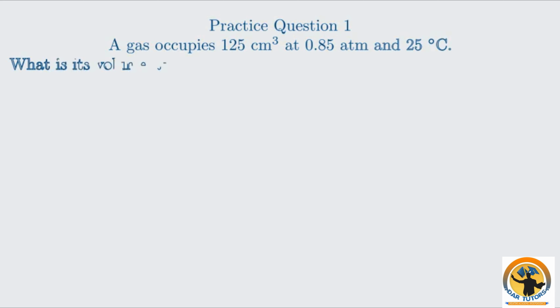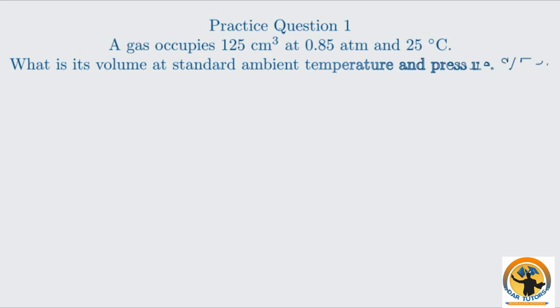Practice question 1. A gas occupies 125 cm3 at 0.85 atm and 25 degrees C. What is its volume at standard ambient temperature and pressure, SATP? Pause the video here and try to solve this on your own. Remember to think about what the question is asking for.